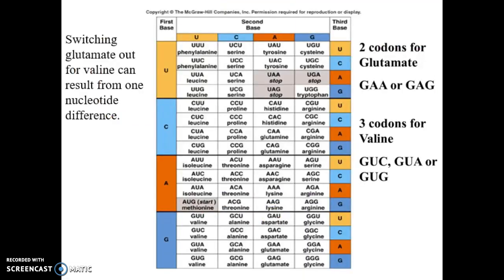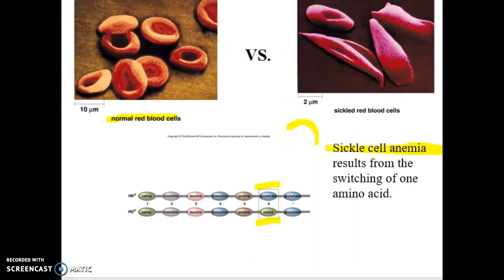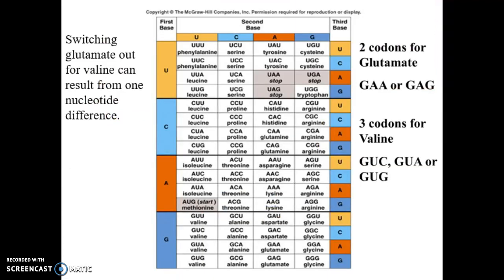So here's how easy it is to get the code changed or to express a different amino acid. Okay, so normally, let me back up. Normally we want glutamate here. So glutamate, normal, I'll do normal in green. Normal coding for glutamate is either GAA or GAG. So if we come down here, GAA, GAG. Those are the two codons that will give us glutamate in our amino acid chain.